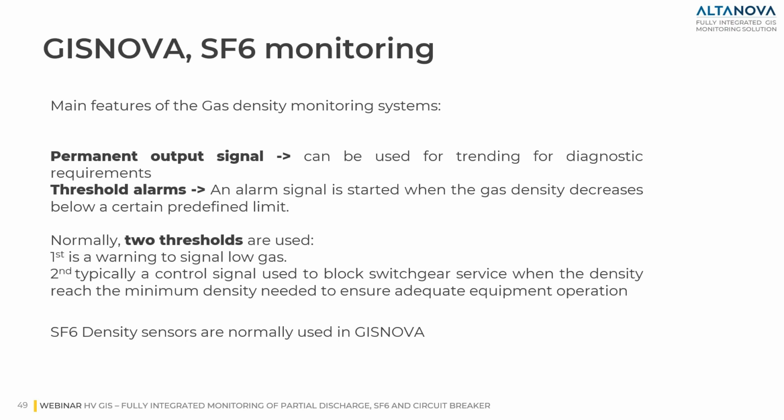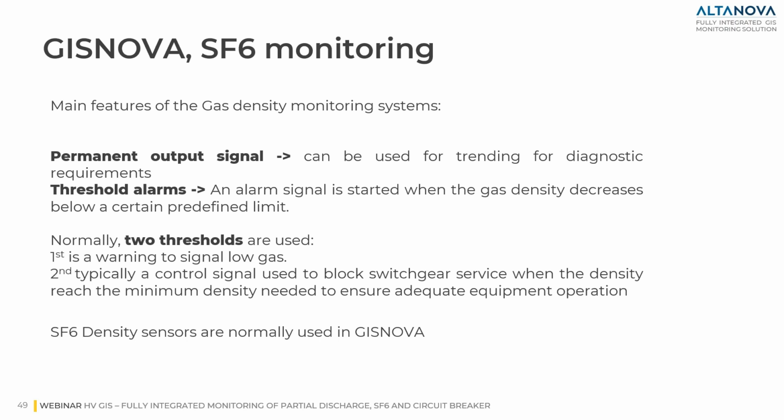We have two types of thresholds to level. First is the warning threshold, to inform that the gas has reached a low level of density. The second typically is a control signal used to block the switchgear when the density reached the minimum density needed to ensure the right equipment operation.